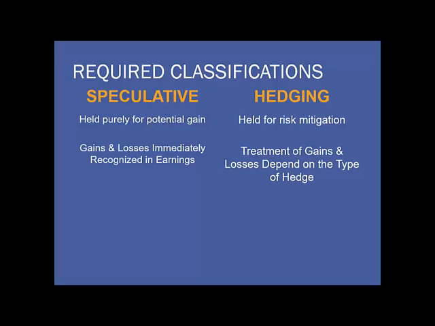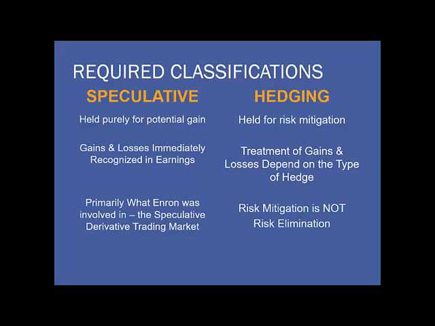For hedging, the treatment of gains and losses depends on the type of hedge. Some of it will go into earnings. Some of it will go into other comprehensive income. Primarily what Enron was involved in was the speculative derivative trading markets. They became very famous for very elaborate derivative trading schemes, and a lot of people lost money because of that.